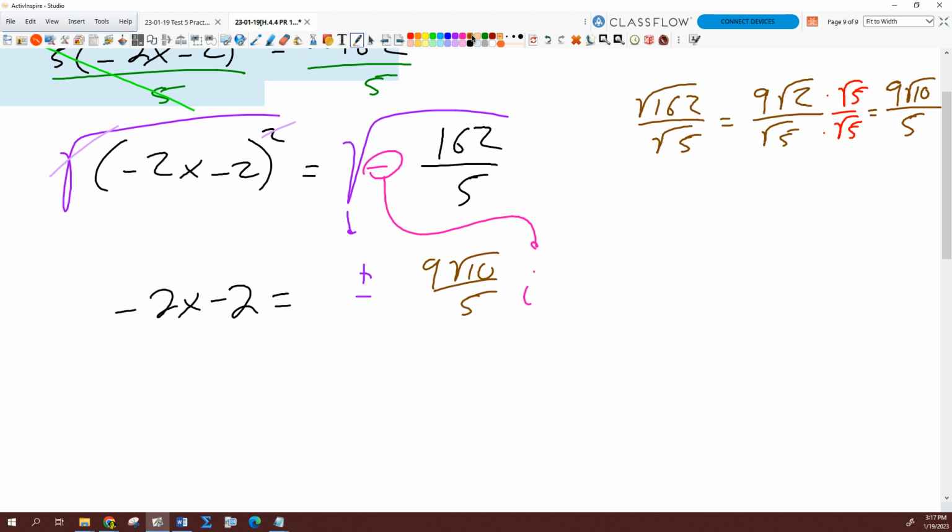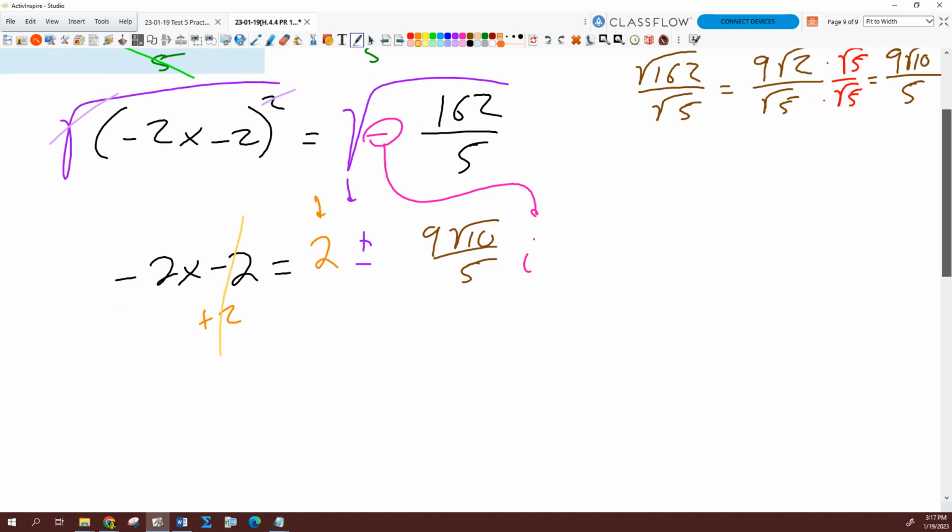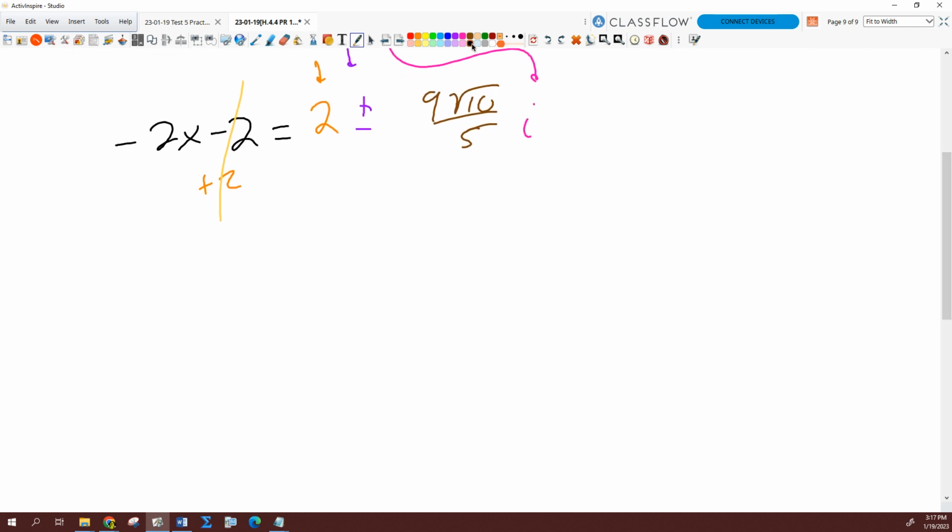Add 2. Where am I going to put the 2 on the right side? Before the plus or minus. Okay, so those cancel. And now we've got negative 2x equals 2 plus or minus 9 radical 10 over 5i.